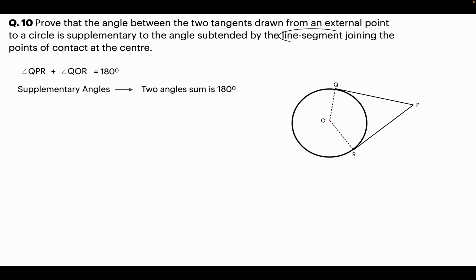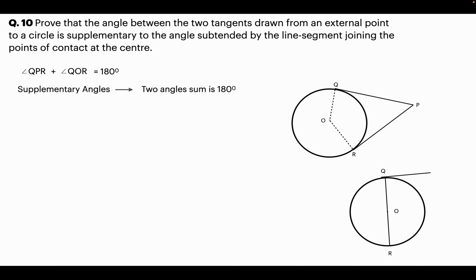Now let's say this line segment problem here. If it's a line segment, that means it's a single line joining the points of contact at the center. If it is joining the points of contact at the center, that means the tangents are always going to be at the boundary of the circle. So if it is joining the points of contact, that means this is going to be a diameter from one end of the circle to the other end, passing through the center.